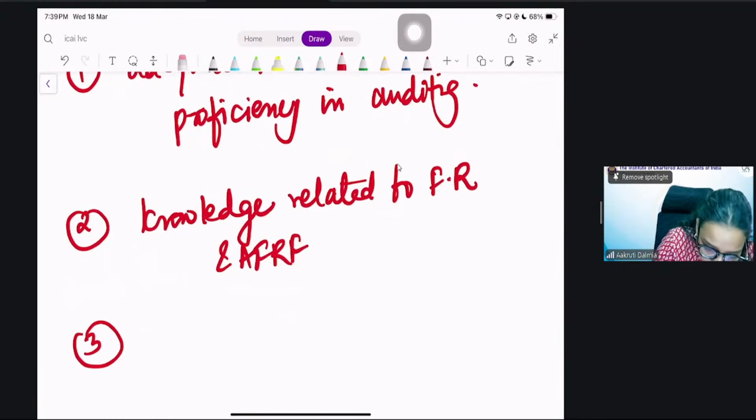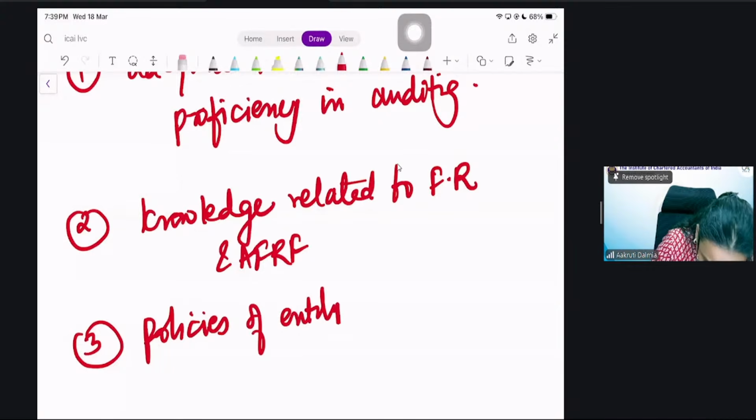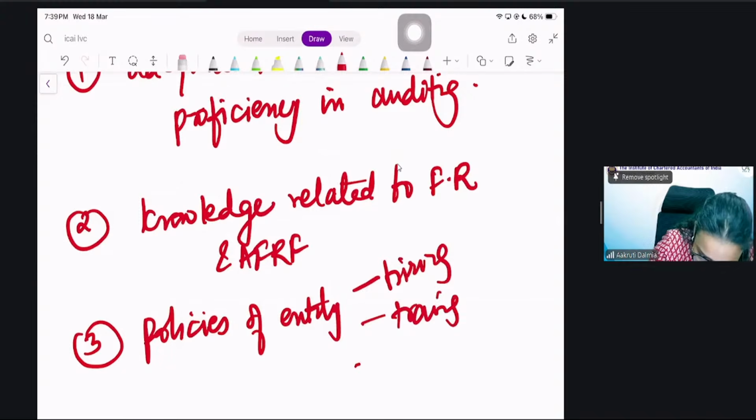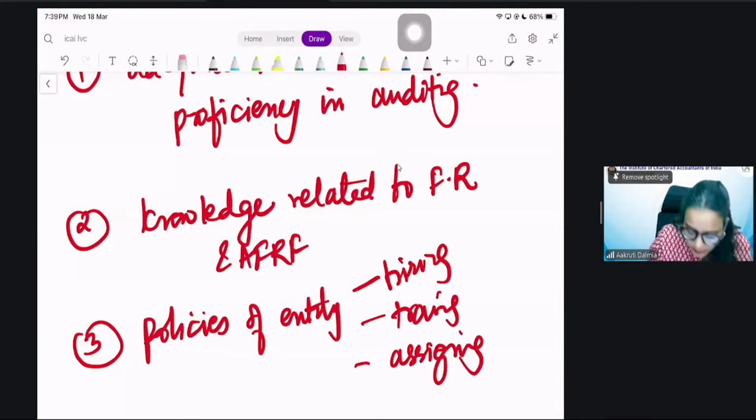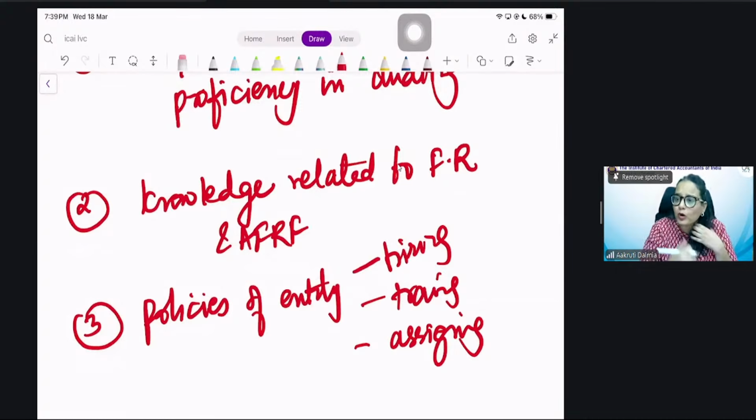Third, you have to check what the policies of the entity are regarding hiring, training, and assigning. So what is the company policy? If you come to know that the company releases an ad in the newspaper, then out of 100 candidates, they have to write an exam. After passing the exam, they have to give a technical round interview. Then an HR round interview. Then a management round interview. And after 3 rounds of interview, Nikunj was selected. Now, do you think Nikunj is competent?